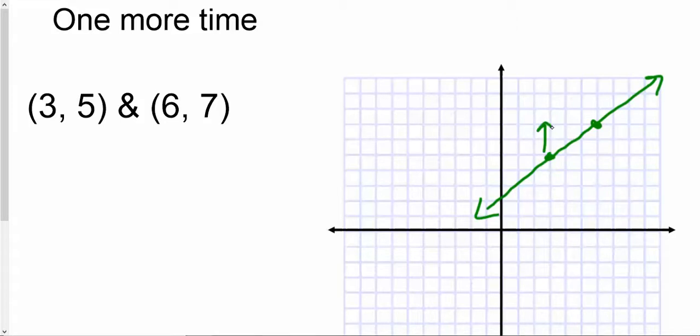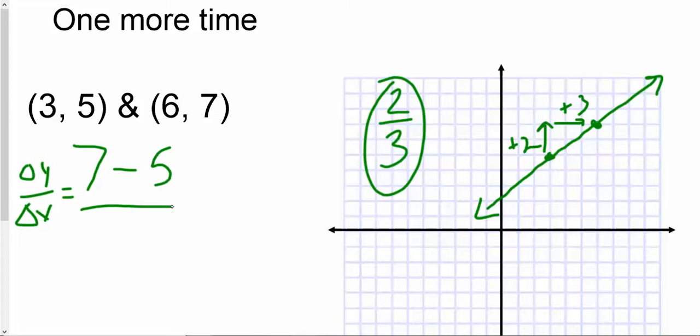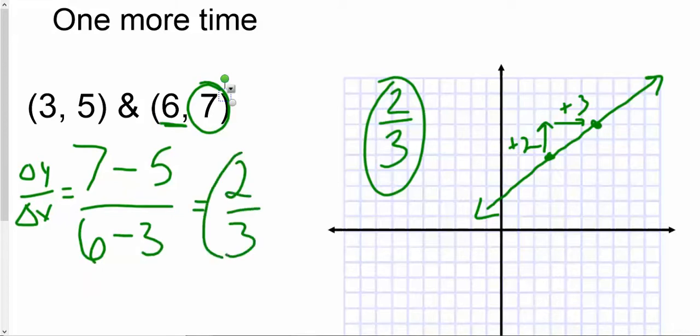If we look, we went up 2 and to the right 3. So just based on that, we get a slope of 2/3. Let's double check with our formula. So remember, delta y over delta x. So the change of y would be 7 minus 5. The change of x, because I put 7 first, I have to put 6 first. So 6 minus 3. This gives us a slope of 2/3, which is good.